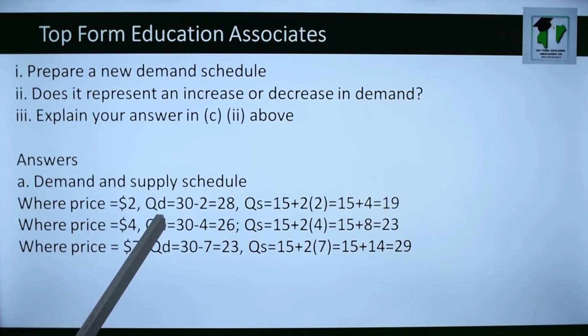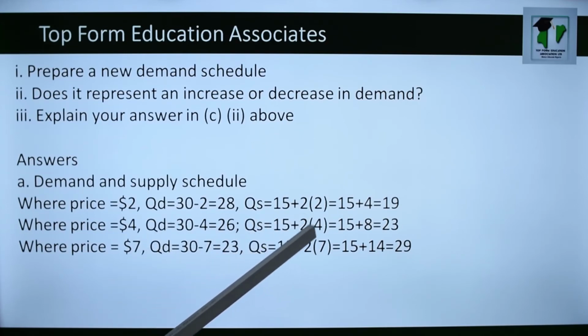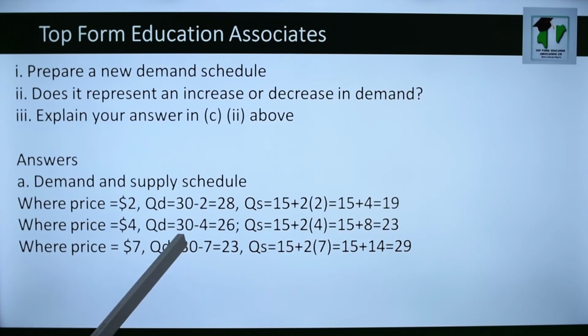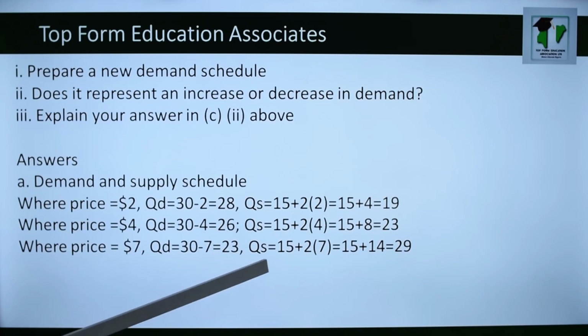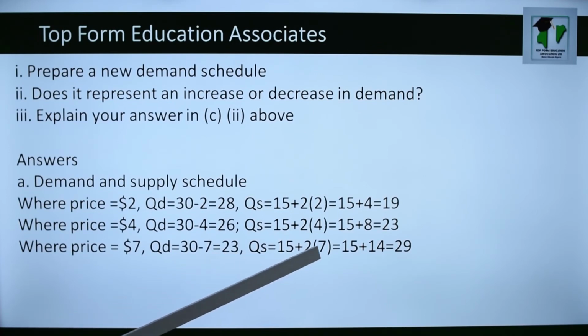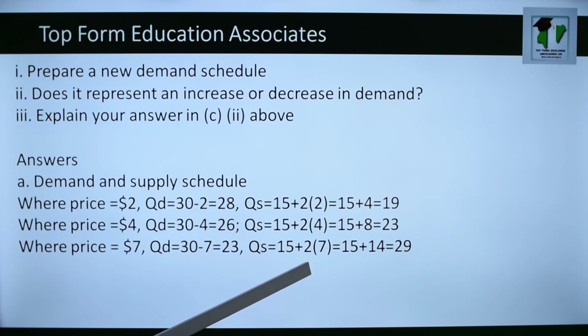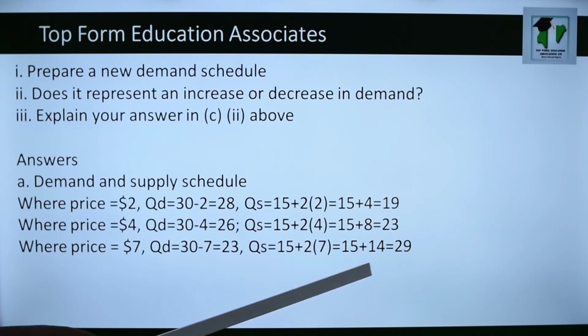When the price is $4, quantity demanded will be 30 minus 4, which is 26. But quantity supplied will be 15 plus 2 into 4. 2 times 4 will give you 8. 15 plus 8 will give you 23. When the price is $7, quantity demanded will be 30 minus 7, which is 23. But quantity supplied will be 15 plus 2 into 7. 2 times 7 will give you 14. So 14 plus 15, 29.